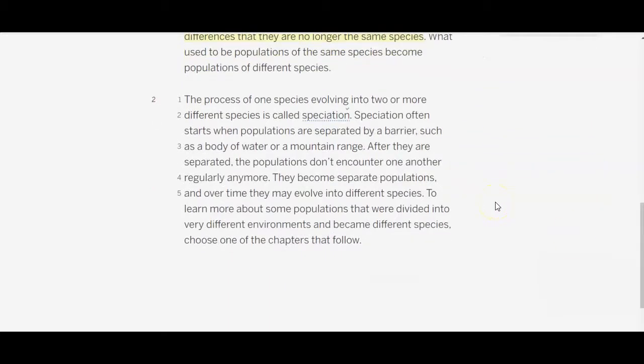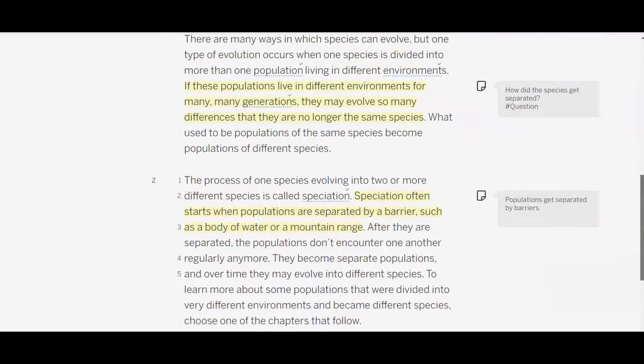So, the process of one species evolving into two or more different species is called speciation. Speciation often starts when populations are separated by a barrier, such as a body of water or mountain range. Oh! There's an answer to another question. Go ahead and highlight this, put a note, and I'm going to put populations get separated by barriers. Let's save this. And then this is actually in sentence 2 right here. So then I'm going to come back up here.